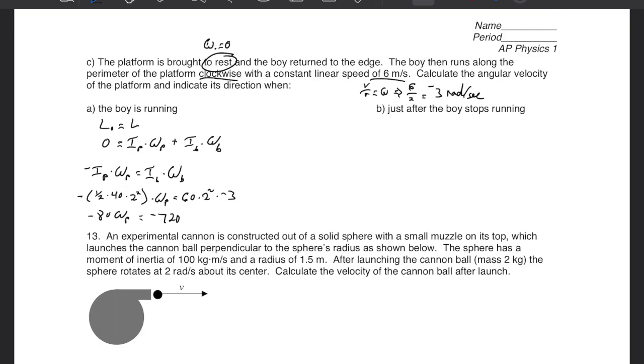And then if we divide the negative 80, negative 720 divided by negative 80, so moving the negative 80 to the other side, we're going to get the angular velocity of the platform. Which would be 9 radians per second. And it's positive, so we know it's going counterclockwise.